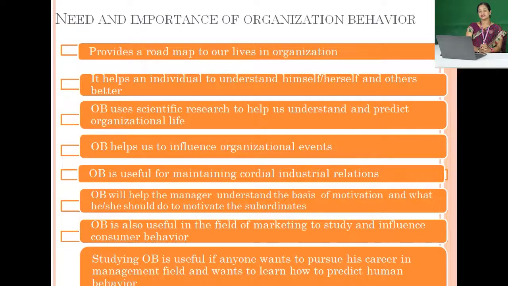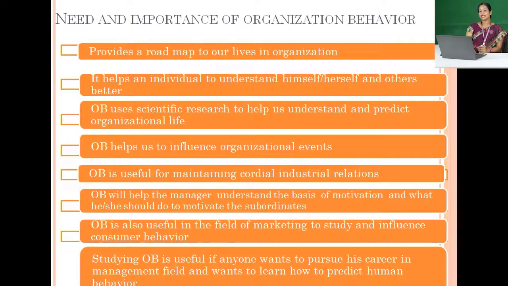Next, OB uses scientific research to help us understand and predict organization life. Organization behavior is not only mathematical calculation. This is scientific research where we study cause and effect relation. So by studying organization behavior, we are able to understand what are the factors which influence human beings and how I am able to make a better organizational life so that the people will feel satisfied in my organization and they will work with 100% effort.